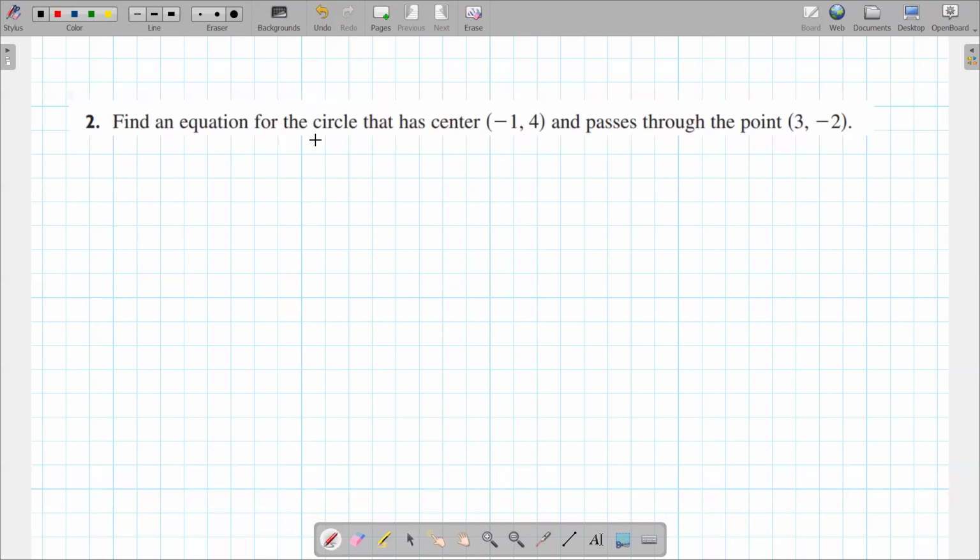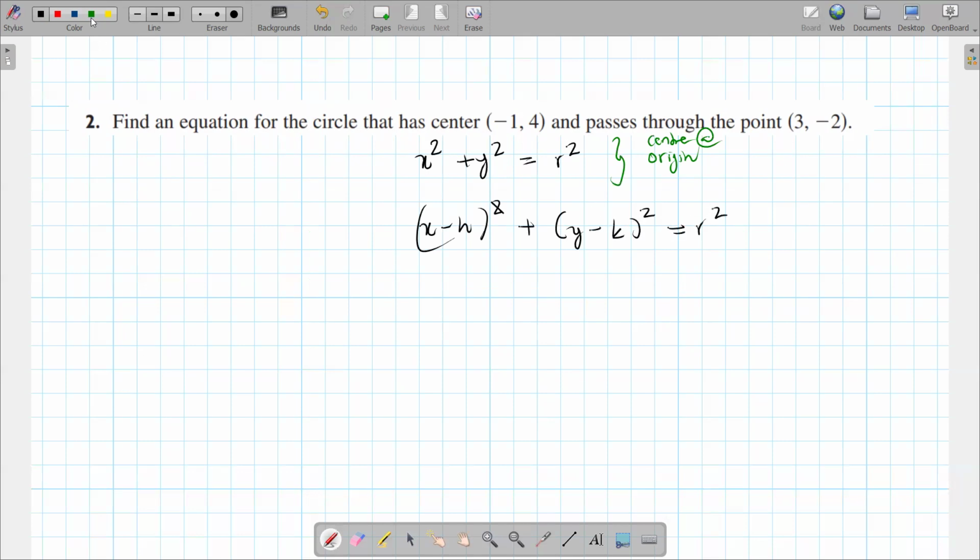So it's this. Equation of a circle is x squared plus y squared equals r squared. This is if the circle has a center at the origin. At origin, that's one form of the equation of a circle. Another form is this. And for this one, the center is at h comma k. So there's two equations.